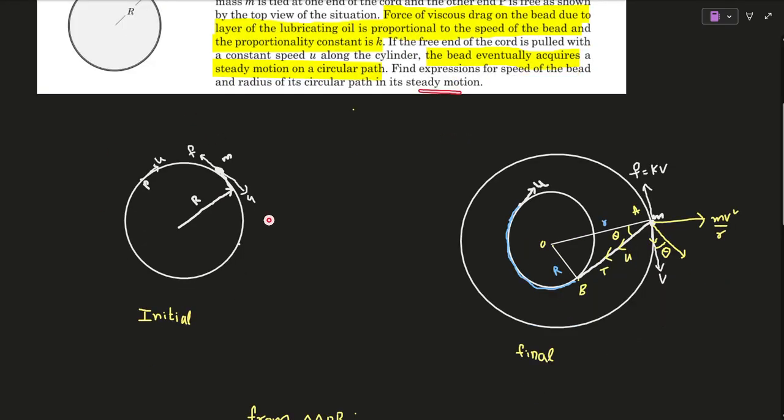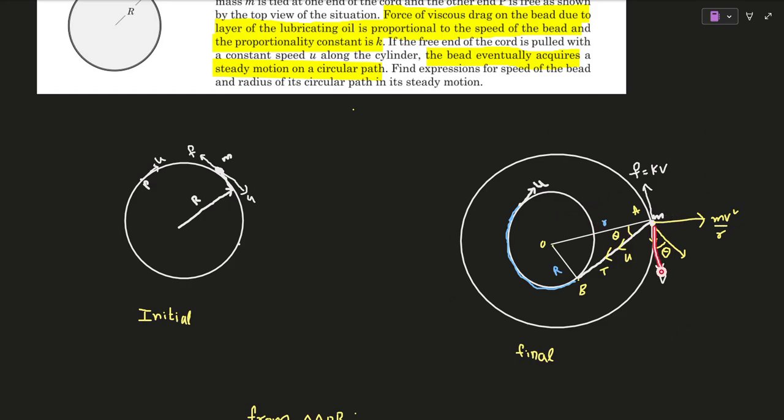Alright guys, before solving the problem, we have to analyze the initial situation and the final situation. Initially, the free end P is pulled with a constant speed u, so initially it moves along the cylinder. After it acquires steady motion, it will jump into another trajectory, which is also circular motion. The meaning of steady motion here is that the speed of the bead is constant and the net acceleration towards the center is zero. After steady motion, it jumps into a circular path of radius R.